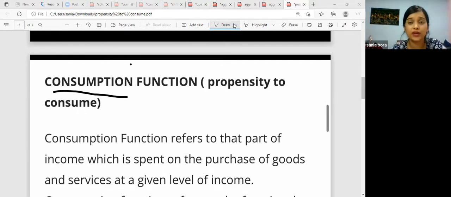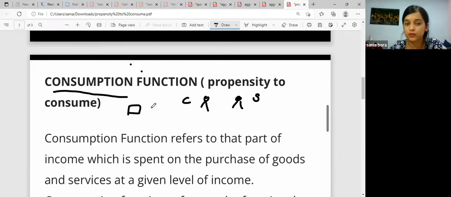For example, I want to consume something, so what is my behavior for that? For example, I like chocolates. Say this is me and this is Sanya. I like chocolates, but Sanya likes maybe sweets. Consumption means consuming, so I will be consuming chocolates and Sanya will be consuming sweets.